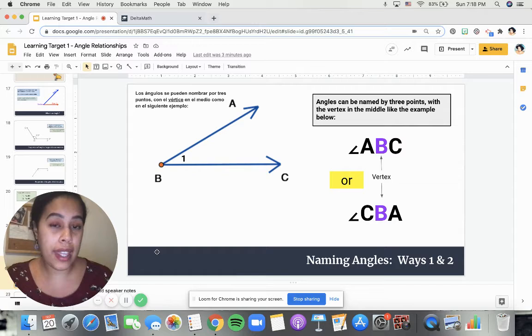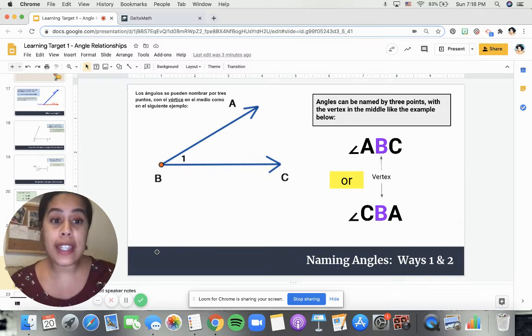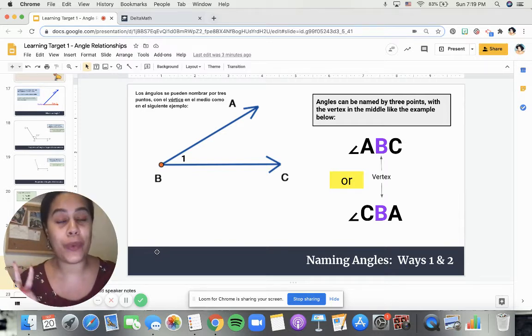The first way is with the vertex in the middle. Angles can be named by 3 points, with the vertex in the middle like the example below. So in this example, you notice that the vertex is B. B must always go in the middle, and it doesn't matter where you put the other 2 points. So the first way we can name this angle is angle ABC or angle CBA. Those are the first 2 ways that we can do them.